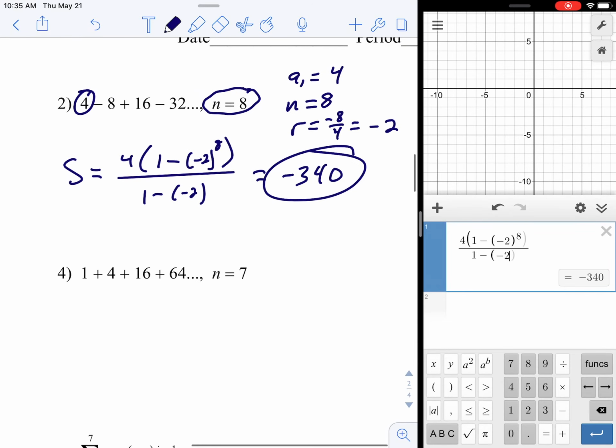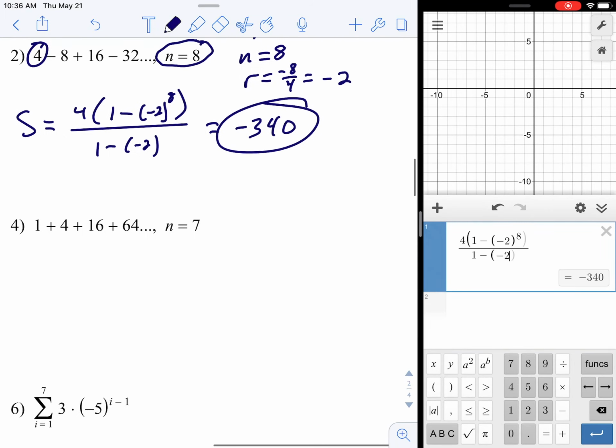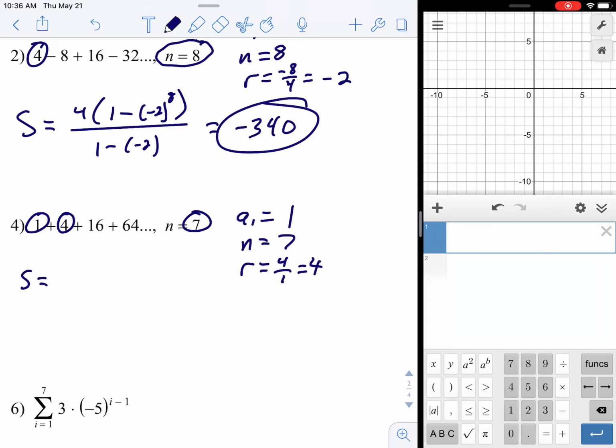All right, repetition is good, so let's do this again. What are the 3 things you need? The first term, that's 1. The N, they flat out tell us N is 7. And the common ratio, which you get by taking 4 divided by 1, which is 4. So we need to work this formula. S equals 1 times 1 minus 4 to the 7th power over 1 minus 4.